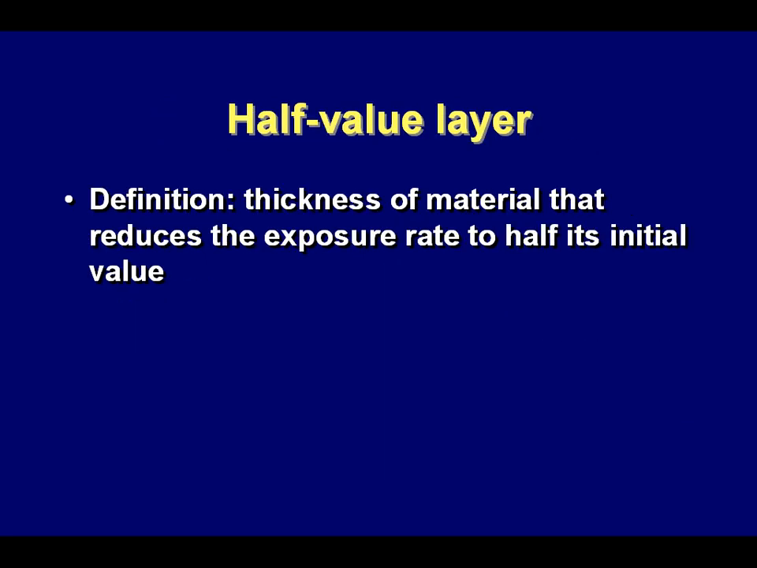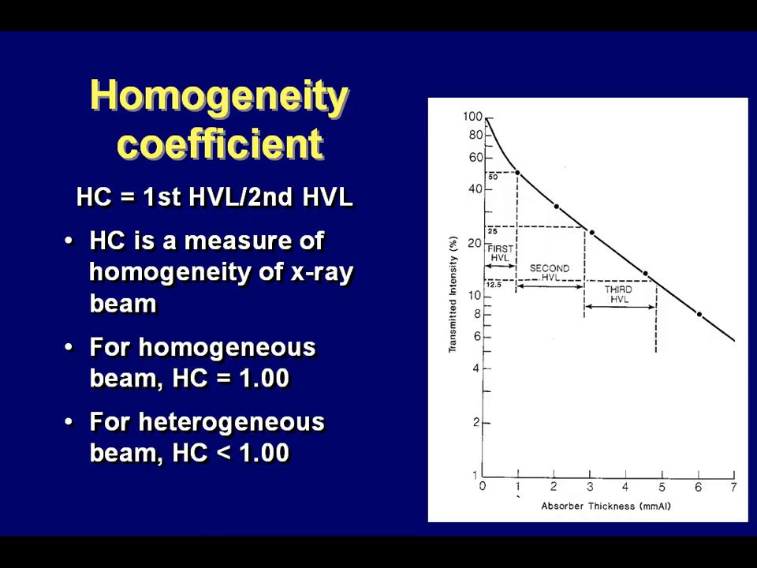So how do we measure half value layer from a practical point of view? Let's recall the definition. Half value layer is defined as the thickness of material that reduces exposure rate to half its initial value. Another quantity is the homogeneity coefficient, which is the first half value layer divided by the second half value layer. It's a measurement of how homogeneous the X-ray beam is. Remember, the filtration that we put in to measure half value layer will also modify the quality of a heterogeneous beam. So the second half value layer will typically be greater than the first half value layer. The third half value layer is typically greater than the second.